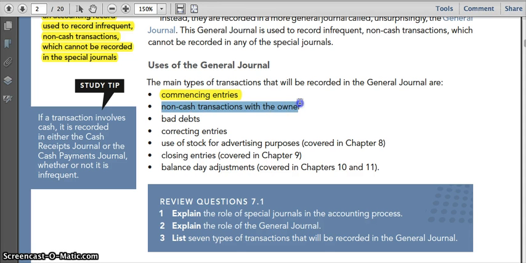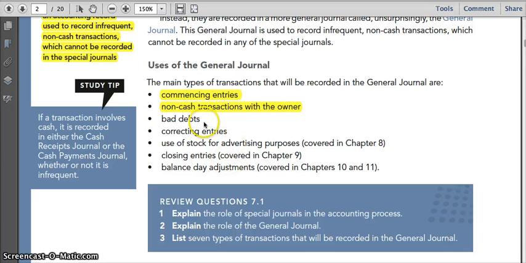Non-cash transactions with the owner. So that's a contribution of, as we were talking about before, a vehicle or an asset. It's also a drawing of an asset as well. So if the owner was going to take back or take home stock or something like that, for example, that would also go through the general journal.